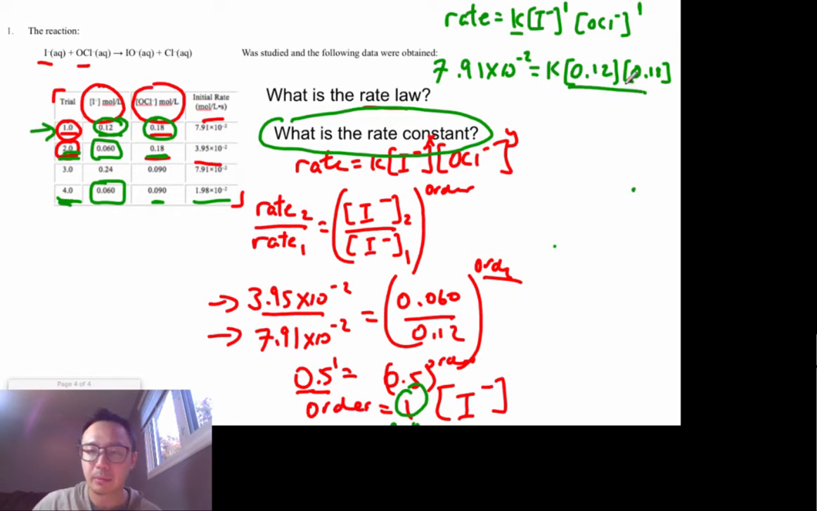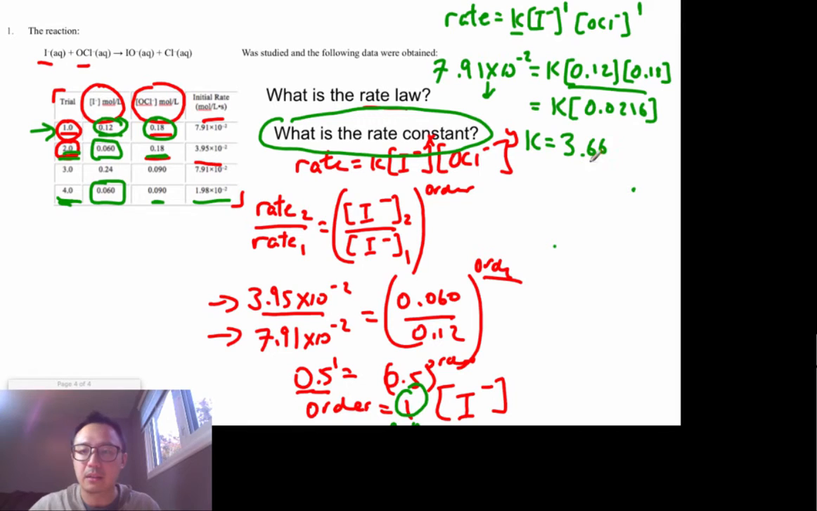So multiply these numbers together, that's 0.12 times 0.18. That gives me K multiplied by 0.0216 is equal to the same rate. And then isolating K, 7.91 times 10 to the power of minus 2 divided by 0.0216. So my rate constant is 3.66, and there are no units for my constant. So 3.66, and that's my rate constant.